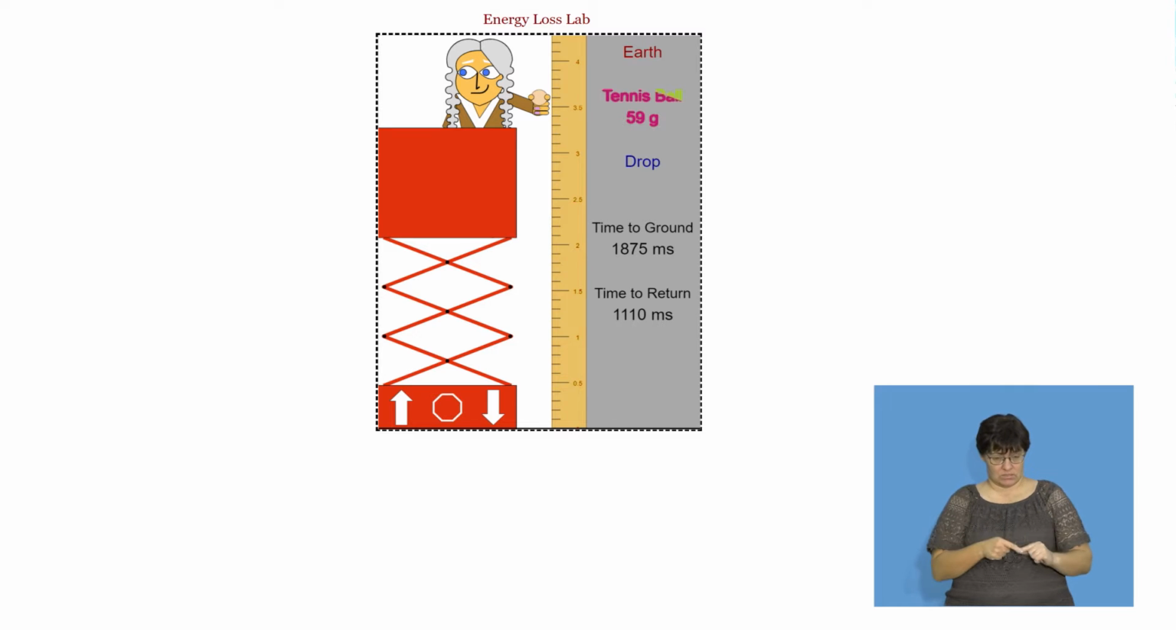I'm not going to worry too much about the time, okay? That's not why we're doing this. We're going to look at the potential. So now I have a tennis ball, which is 59 grams, okay? So I'm going to drop the ball. There we go. So the ball drops, and then it bounces, and it stops at 2 meters, all right?